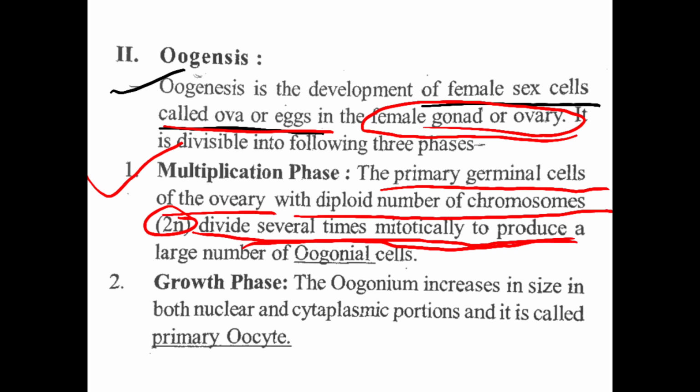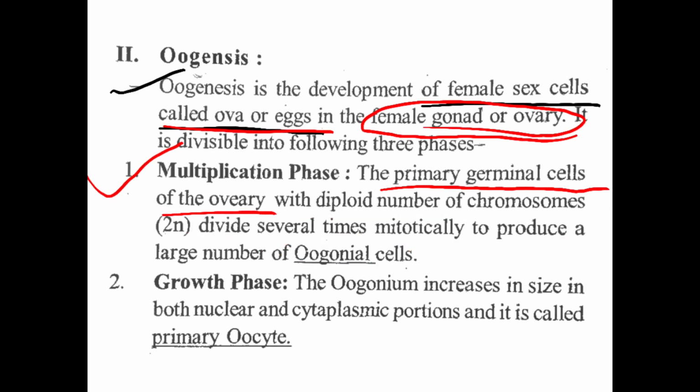It undergoes repeated mitotic division to produce a large number of oogonia cells. Can you understand? These cells are called oogonia cells. That is spermatogonia, this is oogonia. Now the oogonia undergo the growth phase.